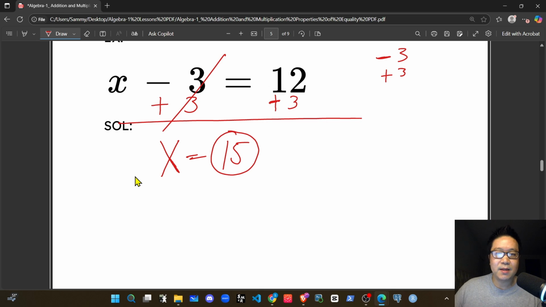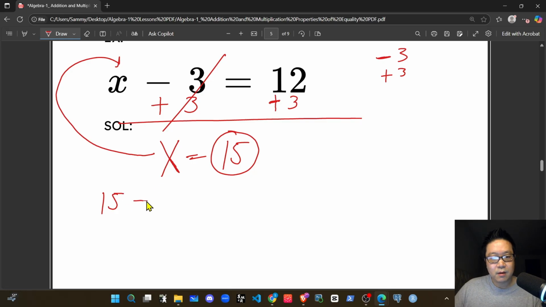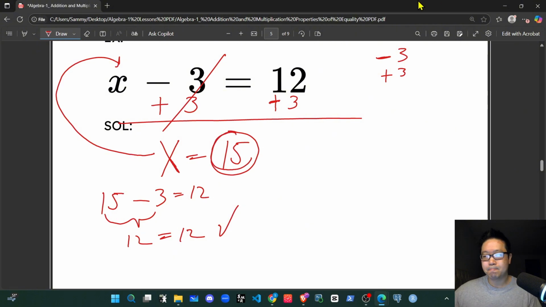And the great thing about this is that you can check your answer to see if you did it correctly by simply plugging your answer into the original equation. Okay, so let's do that. Our original equation, we simply replace the x with 15, so 15 minus 3 equals 12. Well, 15 minus 3 is what? It's 12. Therefore, because 12 equals 12, we know that this equation is true, and our answer is indeed 15. Okay?